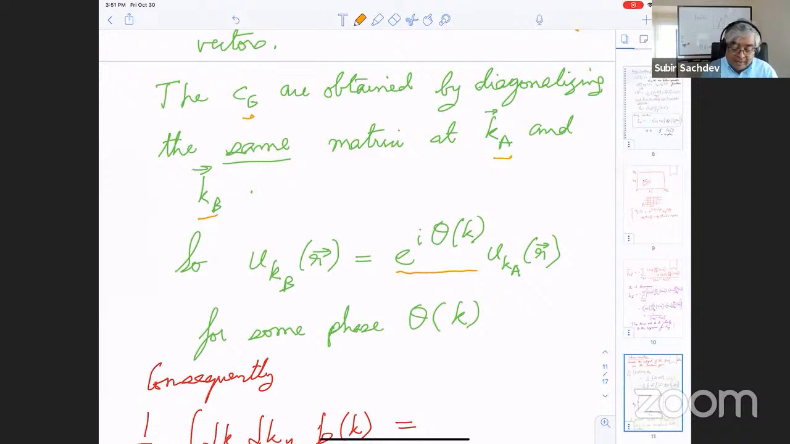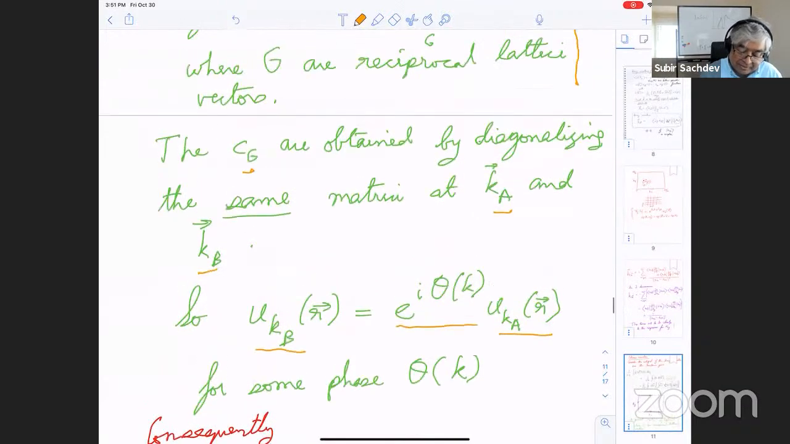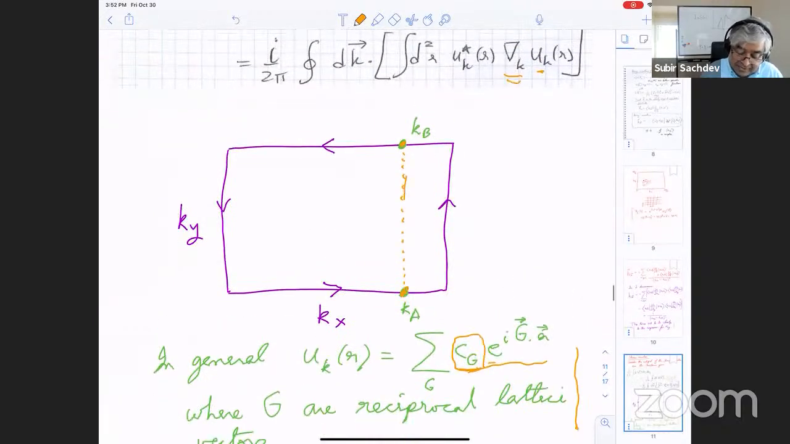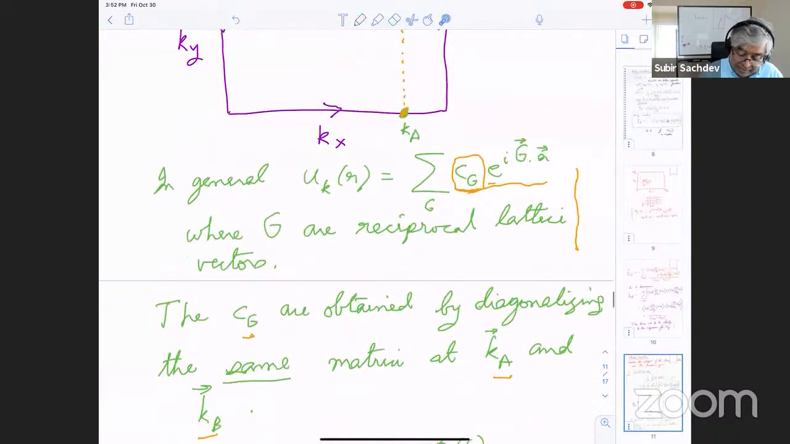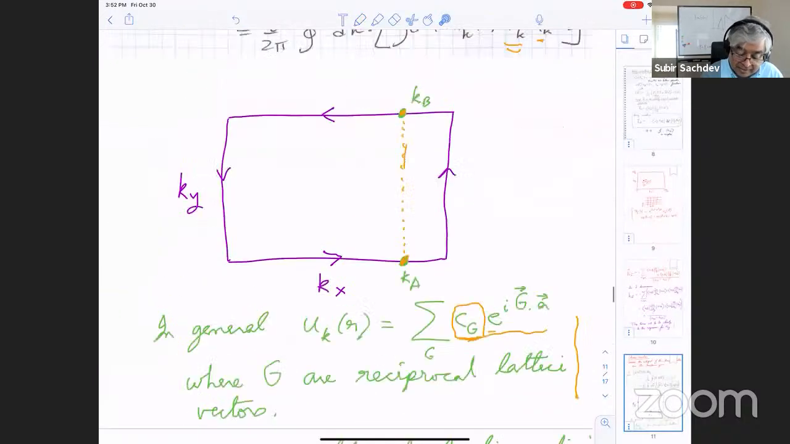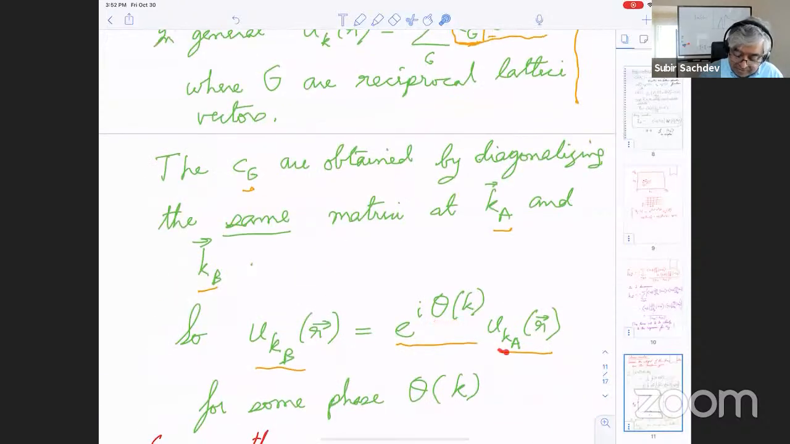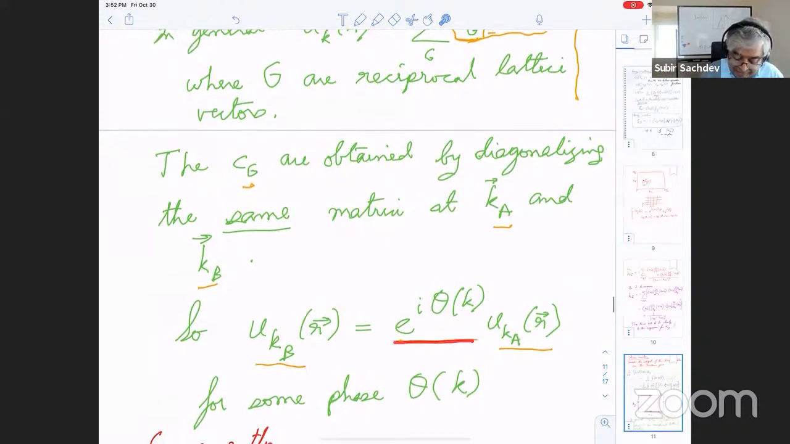Okay, so now I use this equation with some unknown phase theta of k, and now I do the integral. When I take the derivative, I get two contributions: the contribution from the gradient, this is the gradient with respect to k, of theta, and the contribution from this. Now the contribution from this will certainly cancel against b, because they're the same function up to this phase. So the only thing left over is the phase.